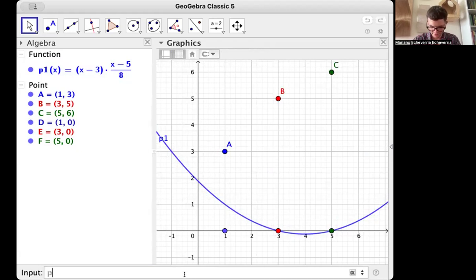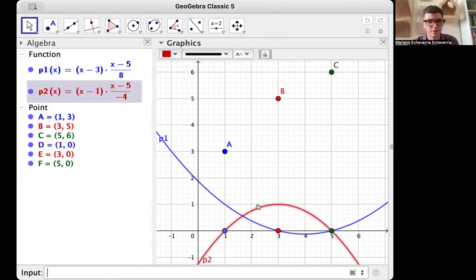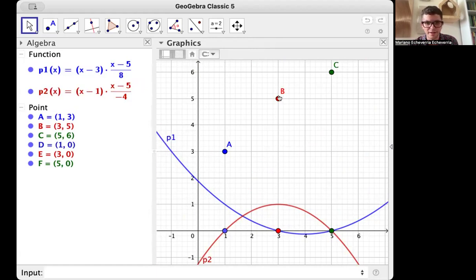And then how about the other two? The second one was x minus 1 times x minus 5 divided by -4. This is the red polynomial. If you look at this red polynomial, the second one, it is 0 precisely at the other two x values, which are 1 and 5. And at the red point's x value, it takes value 1.